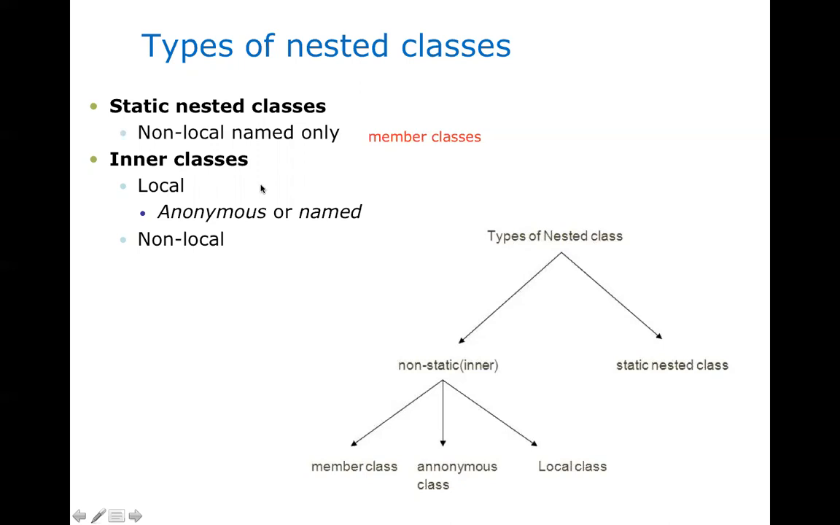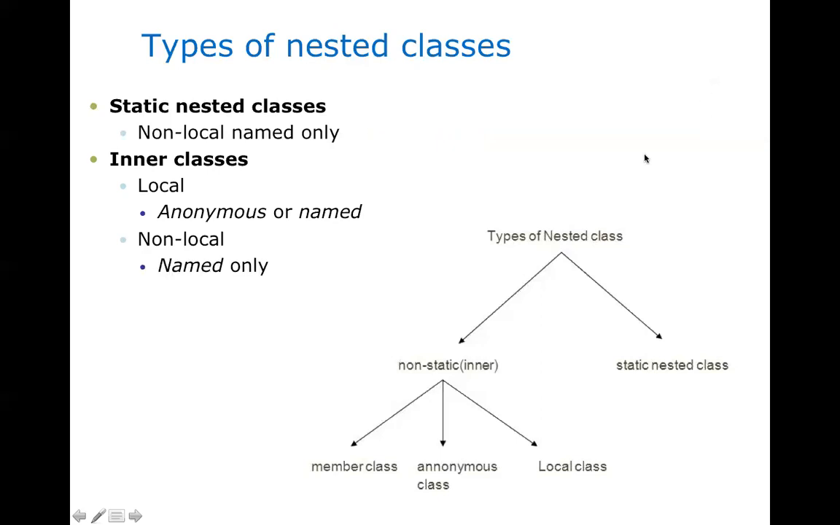So what are the types? We have non-static classes, those are inner classes. We have member classes, we have anonymous inner classes, and we have a local class which is defined in a method. An anonymous class is also defined within a method, but it has no name. So: anonymous inner class, local inner class, and member inner class. Static nested classes can be just member classes.